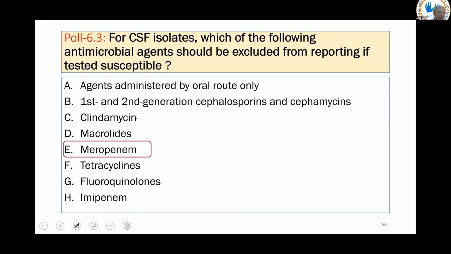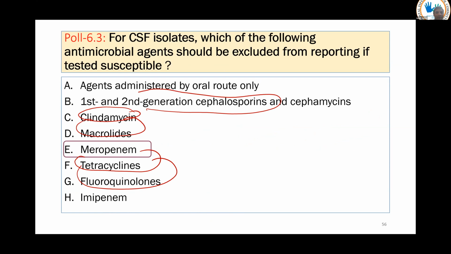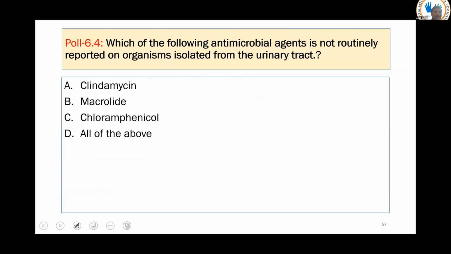So remember the clindamycin, macrolides, tetracyclines, quinolones, first and second generation cephalosporins, and any oral agents. All these are the agents which should be refrained from reporting on CSF isolate, and you can inform your clinicians, if they do not know, that they should avoid these antibiotics when treating meningitis patients. Similarly, these are the antibiotics which should be avoided for urinary tract. They do not achieve urinary concentrations. Therefore, you should avoid them for urinary tract isolates.